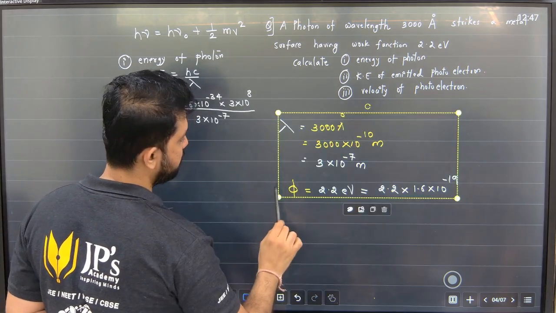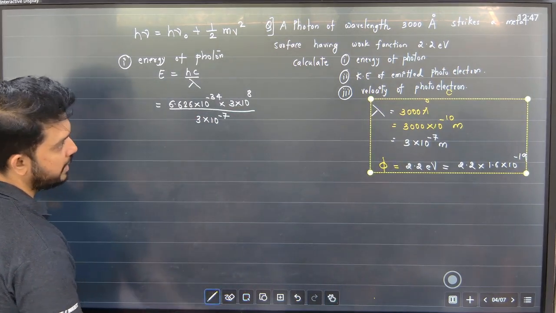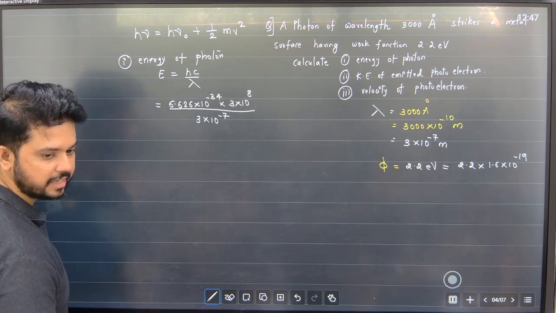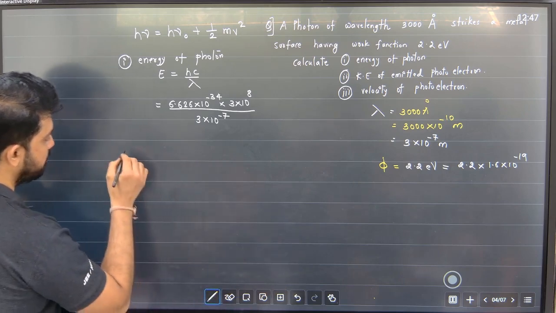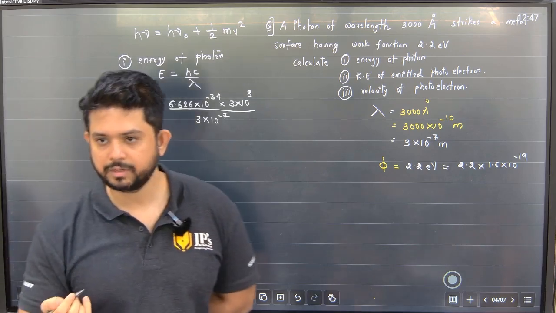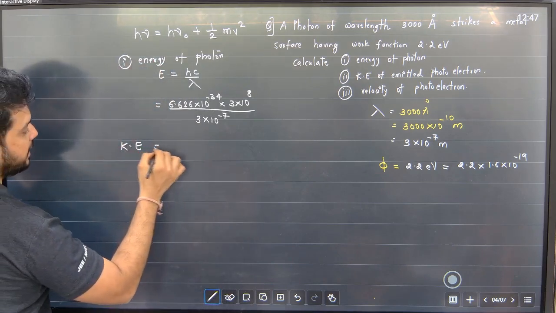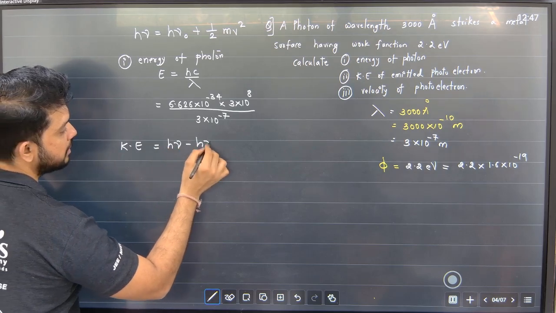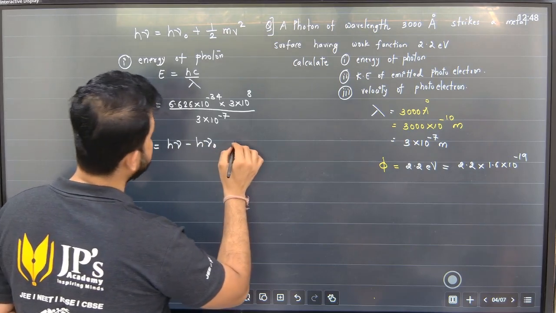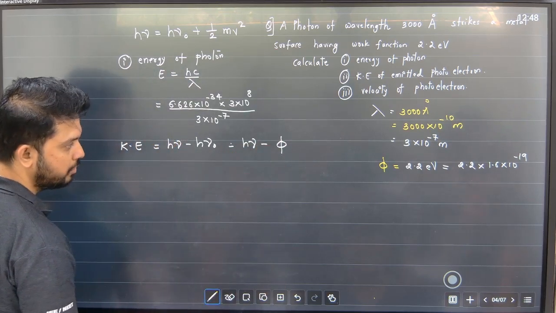What is the second part of the question saying? Kinetic energy of the emitted photoelectron. How do we find kinetic energy? What is the formula for kinetic energy? Now we cannot use half mv square, but we know that. Can I say kinetic energy is h nu minus h nu naught? Yes or no? Or I can write that as h nu minus the work function.